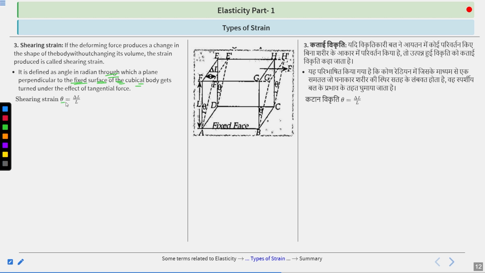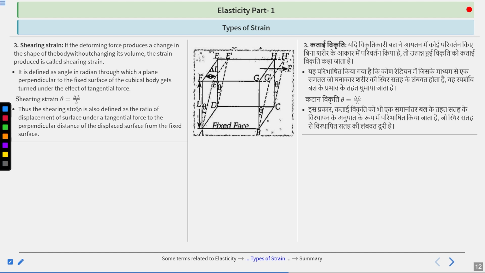Shearing strain is equal to delta, which is equal to theta, which is equal to delta L by L. Thus, the shearing strain is also defined as the ratio of displacement of the surface under a tangential force to the perpendicular distance of the displaced surface from the fixed surface.